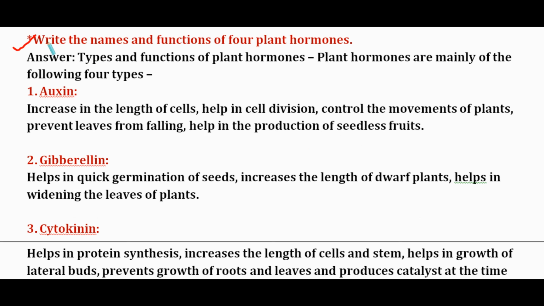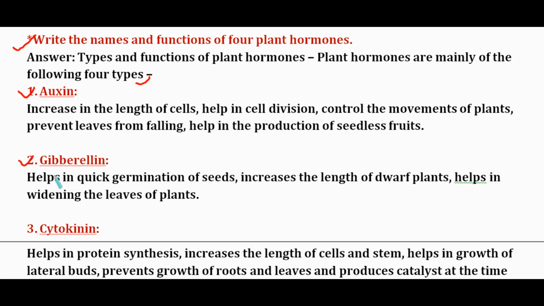The next question, write the names and functions of four plant hormones. Types and functions of plant hormones. Plant hormones are mainly of the following four types. Number one is auxin: increases the length of cells, helps in cell division, controls the movements of plants, prevents leaves from falling, helps in production of seedless fruits.